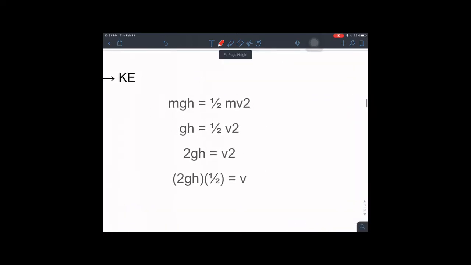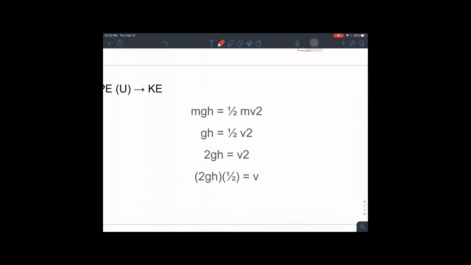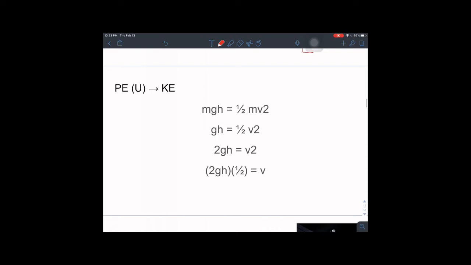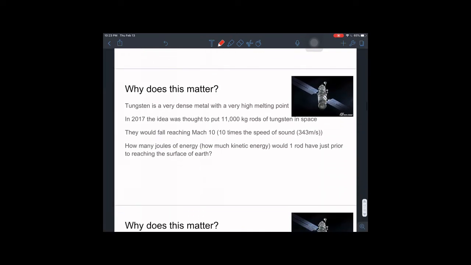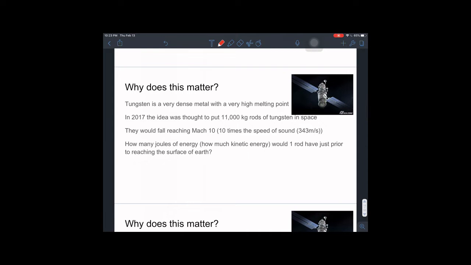Here's just another way of solving that. We see this is 2gh to the power of 1/2. This must be an error in loading it into this app.